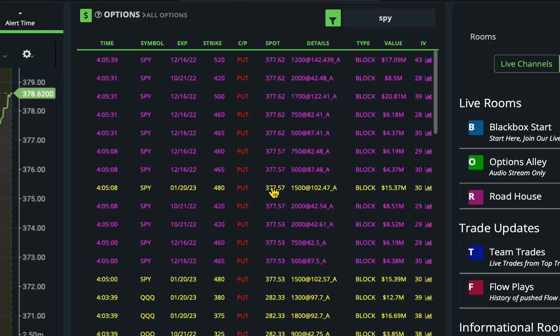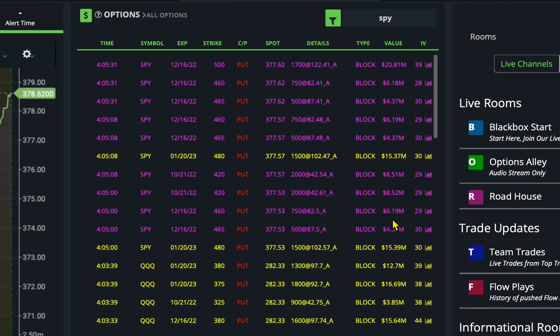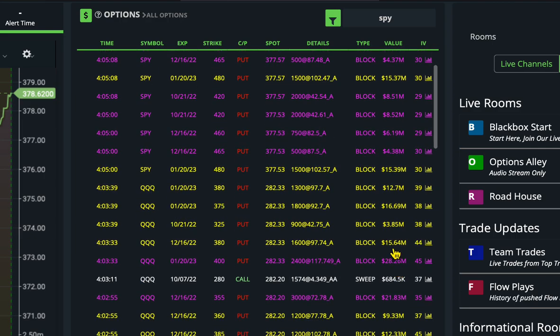I also noticed something else. Look at that unusual option activity. I notice a bunch of puts purchased, even after hours. 17 million, 8 million, 20 million, 6 million, 4 million. Normally you see 100,000, 200,000, $300,000 spent, but these are crazy. I eliminated all the small ones. These are all big. Look at that number, guys. 15 million, 12 million, 6 million. This is not normal.